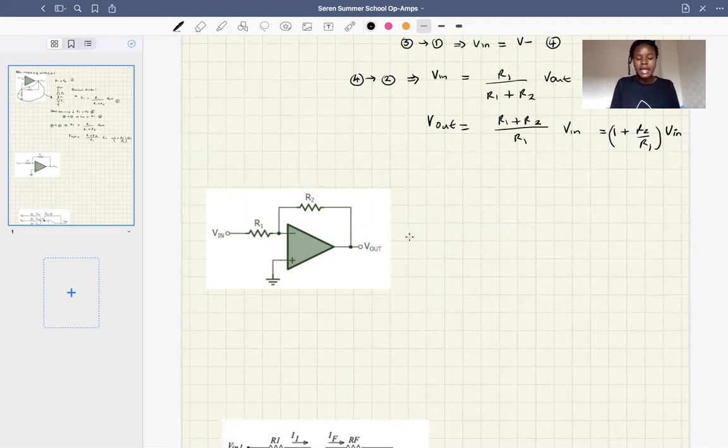Right, so we're looking at the inverting case now. Same thing as we've done before, we start again. If we look at the bottom here, we can see that V plus is connected to the ground. So that tells us V plus is equal to 0, since it's connected to the ground. So yeah, 0.